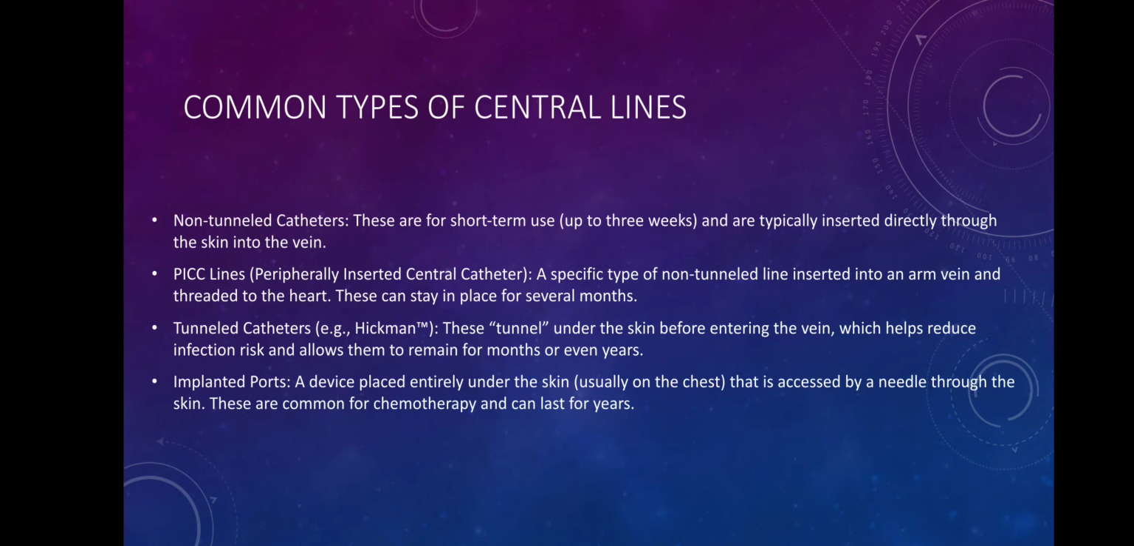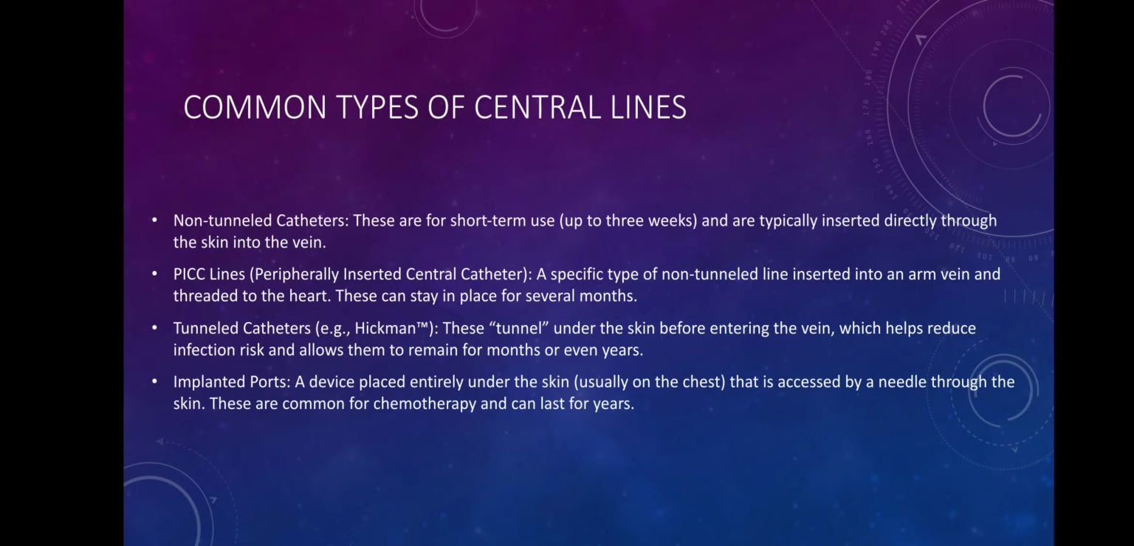Common types of central lines: the first one is non-tunneled catheters, PICC lines, tunneled catheters, and implanted ports. Non-tunneled catheters are for short-term use, up to 3 weeks, and are typically inserted directly through the skin into the vein. Peripherally inserted central catheters are a specific type of non-tunneled line inserted into an arm vein and threaded into the heart. These can stay in place for several months.